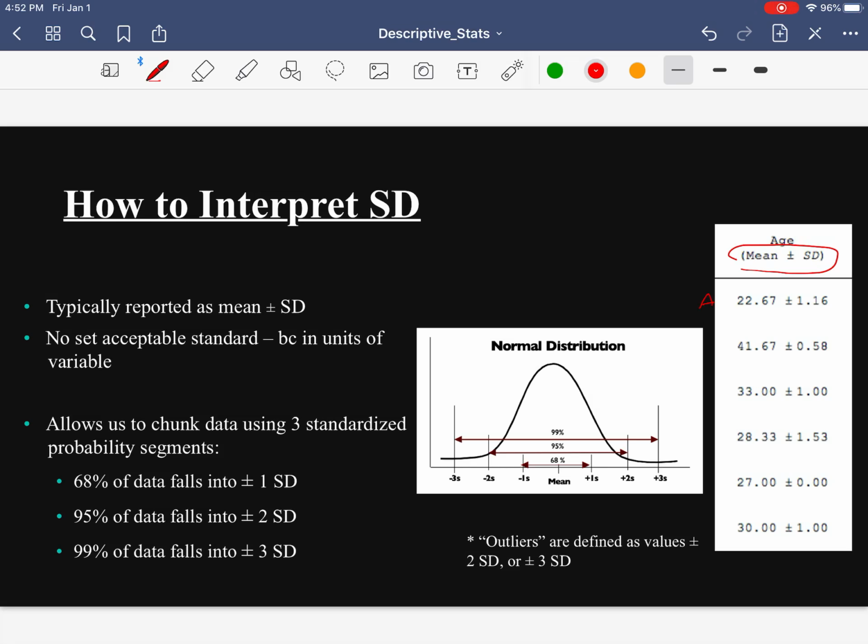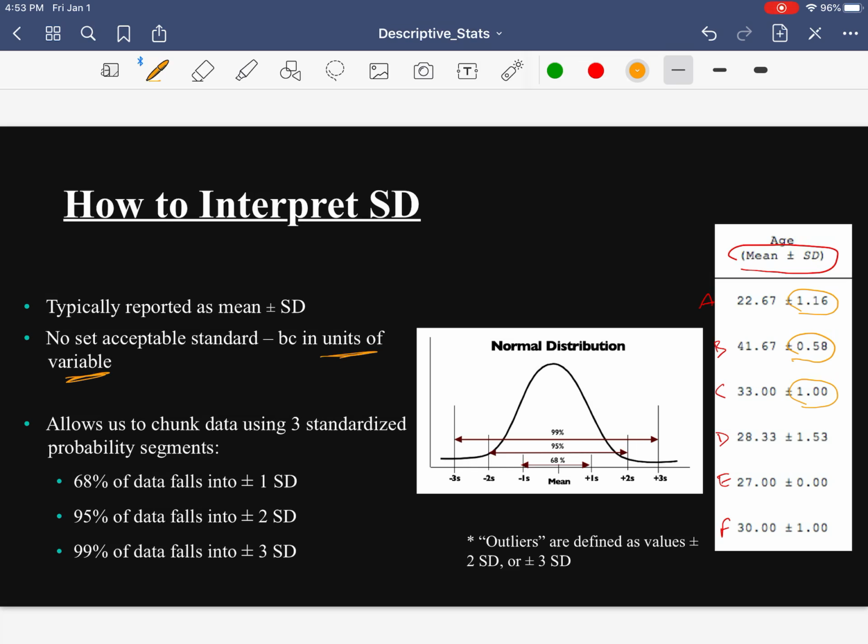So if these were subgroups, A, B, C, D, E, whatever the case may be, this is showing me the average age plus or minus the standard deviation. What this standard deviation actually means really depends. There's not one set good or bad standard deviation. It would be impossible because remember, standard deviation is in the units of the variable.